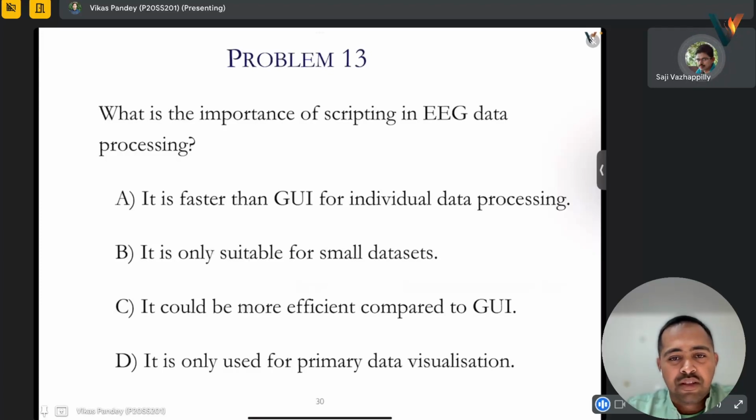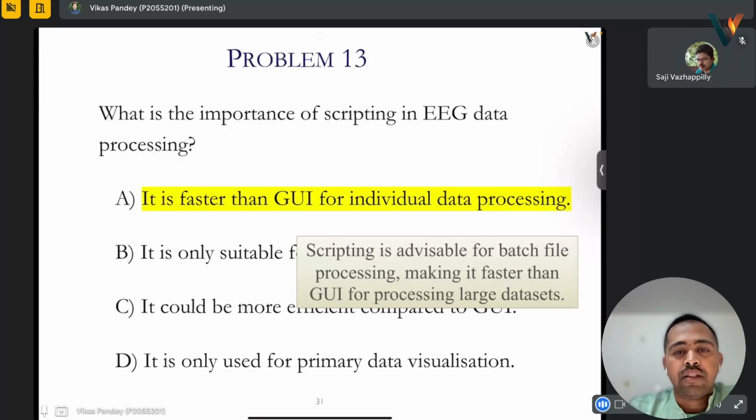Faster for individual data, yes, the first one. And that is why scripting is advisable for batch file processing. If we have a lot of data, we cannot go by GUI, selecting each and all. If we have automated scripts, it will be much easier for us to do the processing.